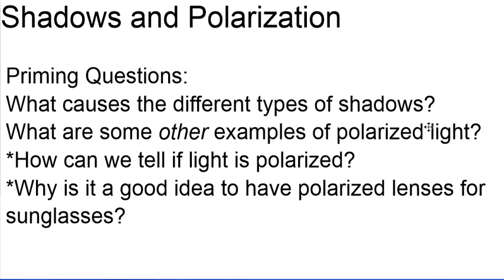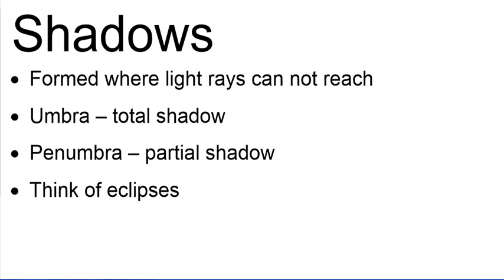Shadows and polarization. Here are your priming questions. Shadows. This is pretty easy to start with. These are formed where light rays cannot reach. Now there are two main parts of a shadow.